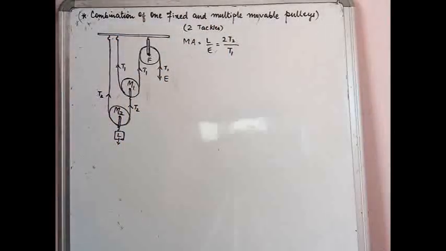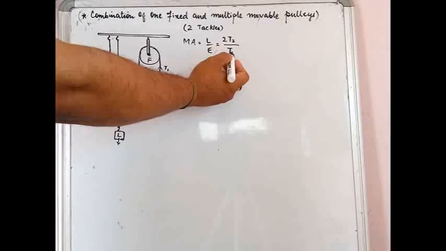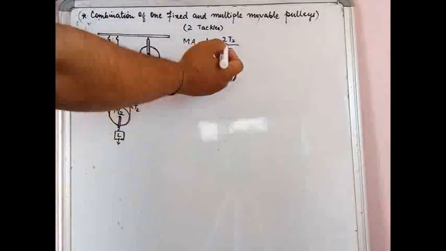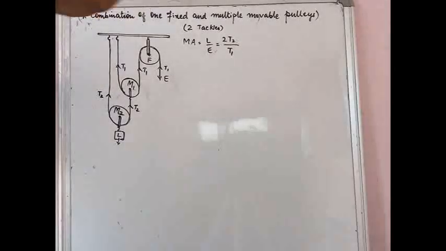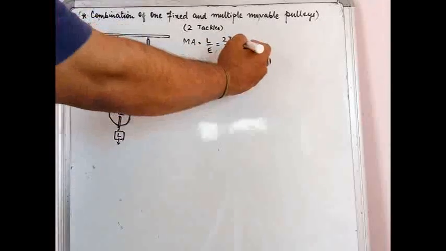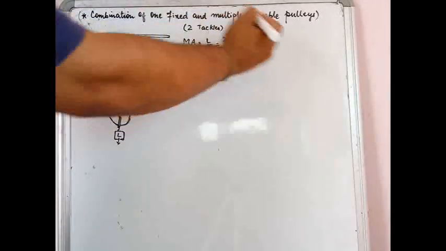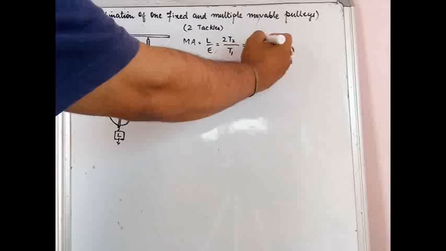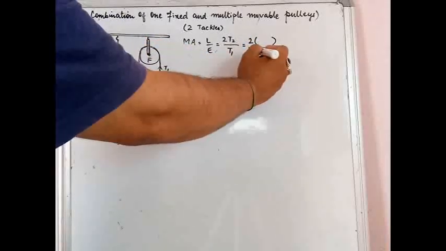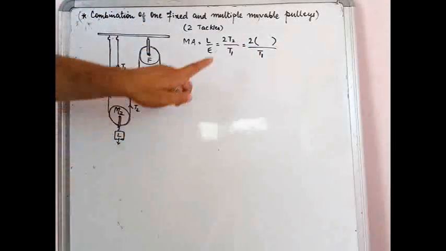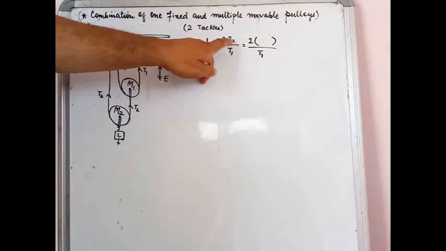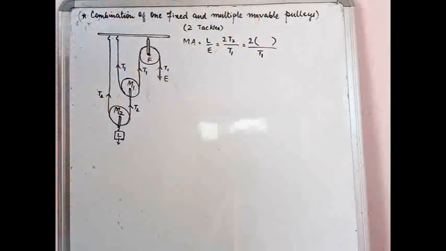Now, unlike in the previous cases, you cannot cancel this T1 and T2 because they are different. Okay, because the tackles are different, so the tension values will also be different. So they cannot be cancelled over here. So this will involve a further step where you can write T1 as it is, but this T2, if we can convert this T2 also in terms of T1, then we can get T1 cancelled.